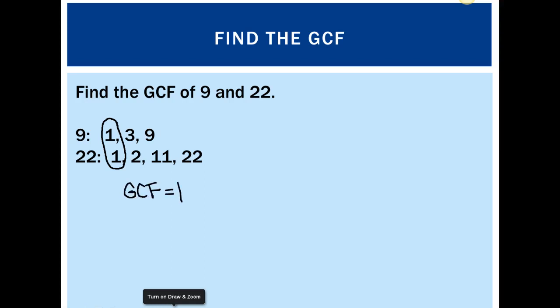Let's look at using the ladder method. I'll put 9 and 22 inside the division bracket. Since their only common factor is 1, I cannot divide at all. If this happens and you have two or more numbers that have a common factor of 1 and that's the only common factor they share, the GCF is 1.